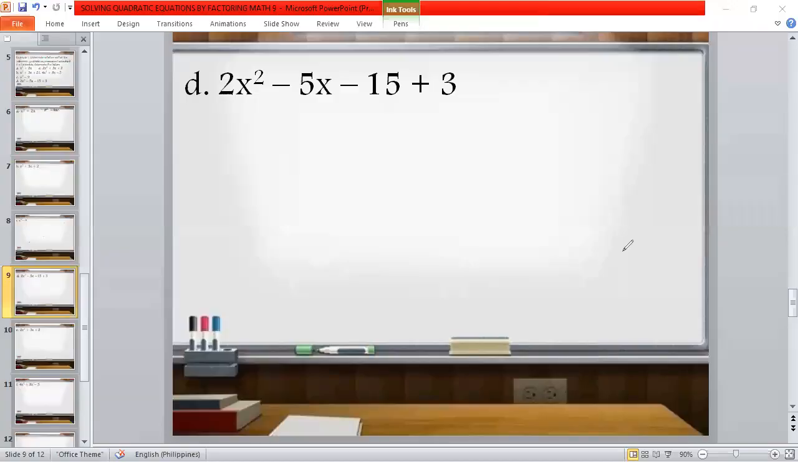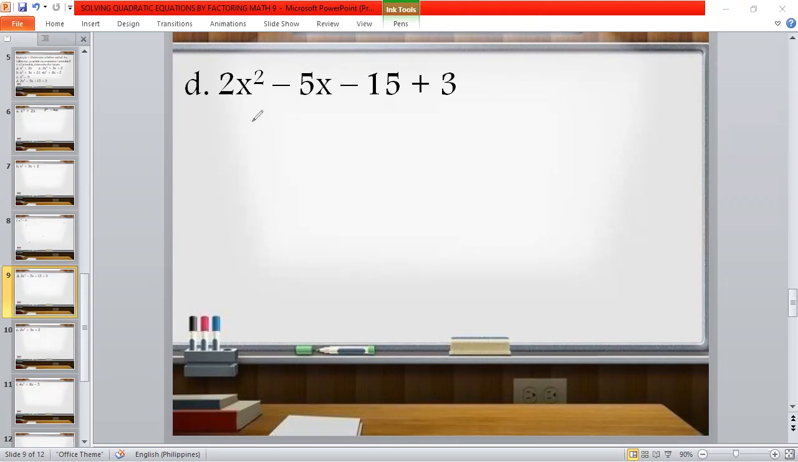Okay, so now let's proceed to another example. Given 2x squared minus 5x minus 15 plus 3. Okay, so kung mapapansin nyo po, meron pa po tayong hindi nakukuha dito. Hindi pa natin nasisimplify. Meron pa siya negative 15 plus 3. We need to simplify this expression po muna before we find out if this expression is factorable or not.